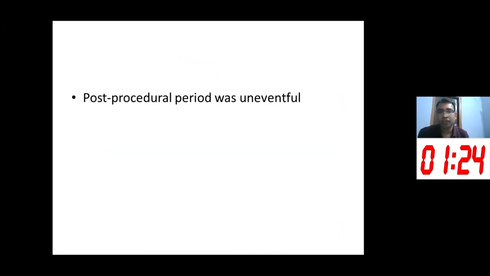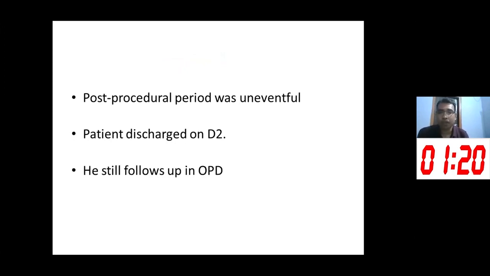The post-procedural period was uneventful. The patient was discharged on day 2. He still follows up in OPD and is hale and hearty and stable.